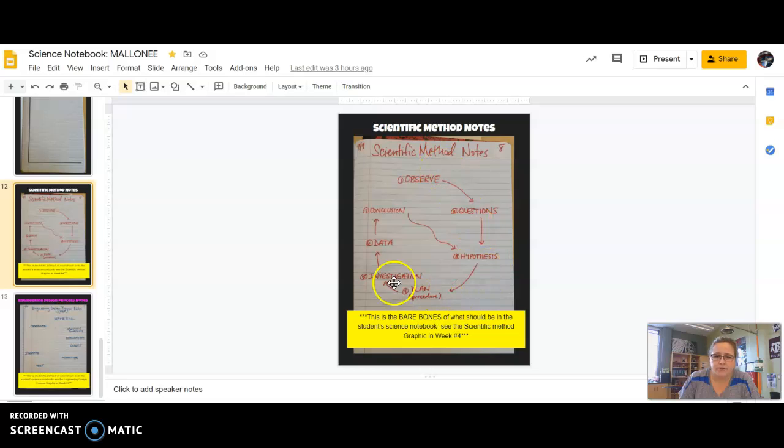Add more of the words, draw pictures. Going through and doing this well is an effective way to help you study. Just staring at this is not studying. Okay, so go back over that graphic, add things into your science notebook.